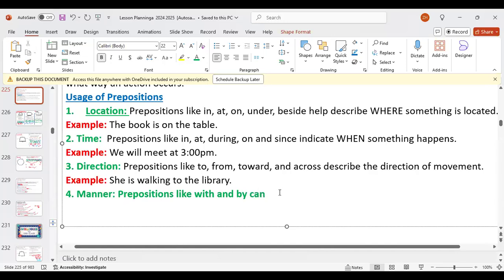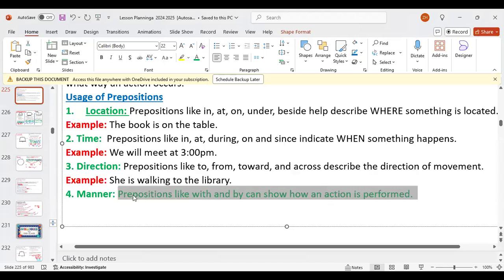Yes, sir. Read the second one, please, one time. Prepositions like in, at, during, on, and since indicate when something happens. Very good. Read the example again. We will meet at 3 p.m. Very good.